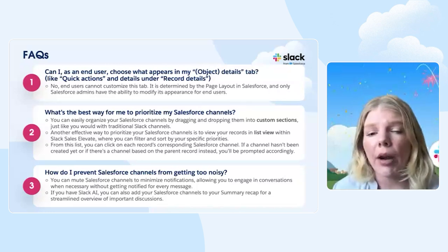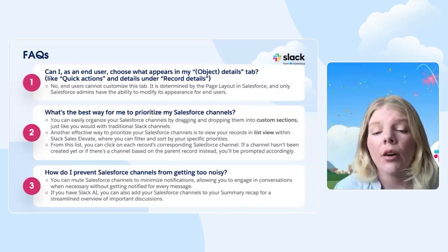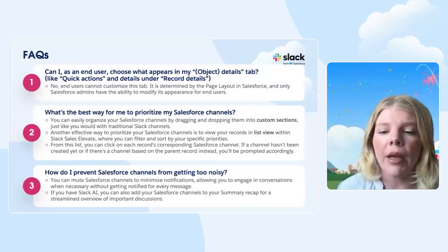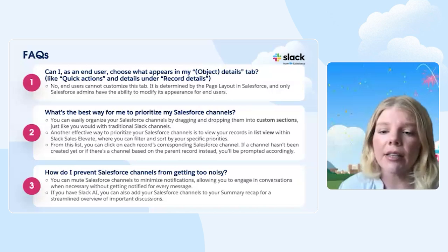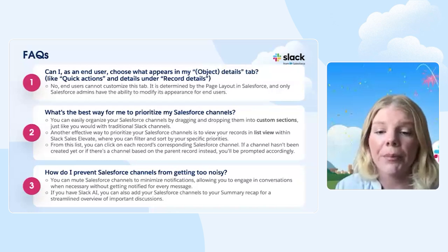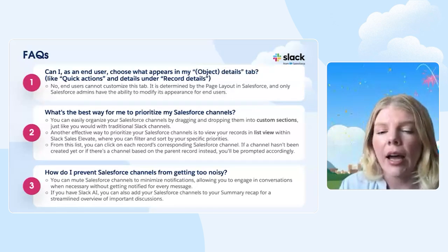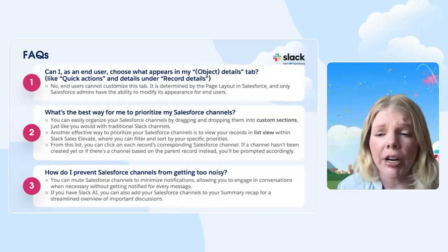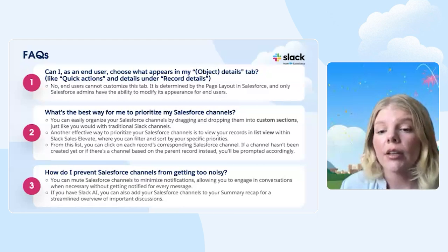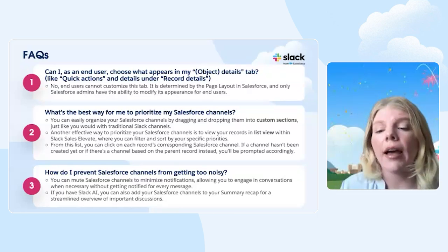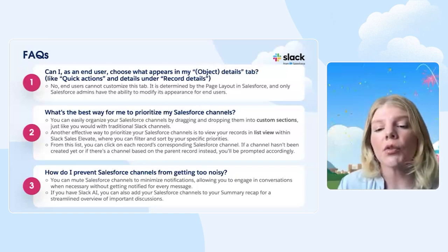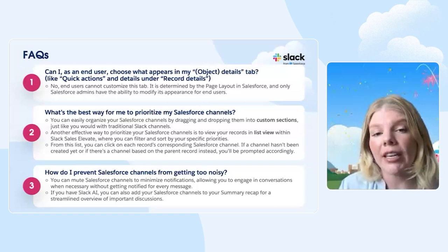Number 2, how do I prioritize Salesforce channels? Organize channels by dragging and dropping them into custom sections. You can also use the list view in Slack Sales Elevate to filter and sort records by priority, accessing corresponding Salesforce channels from there. Number 3, how can I reduce noise in Salesforce channels? Mute channels to limit notifications, allowing you to engage when needed. If you have Slack AI, add Salesforce channels to your summary recap for key discussions.